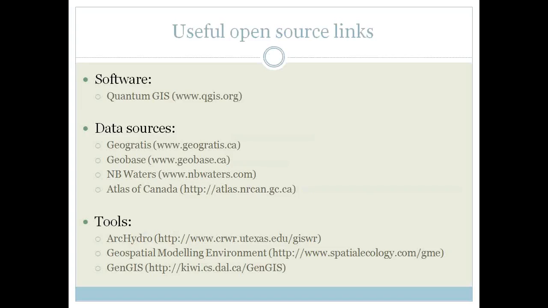So I'm just going to leave you here with some of the useful open source links that I referred to during the talk. So there's the Quantum GIS software, which again, as I said, is very readily accessible for those who perhaps don't have access to Esri's ArcMap software. There's also the 4 main data sources that I talked about, but again, for each province and territory, they also have their own geospatial data warehouse. And finally, there I have the links to those 3 tools that I mentioned as well.